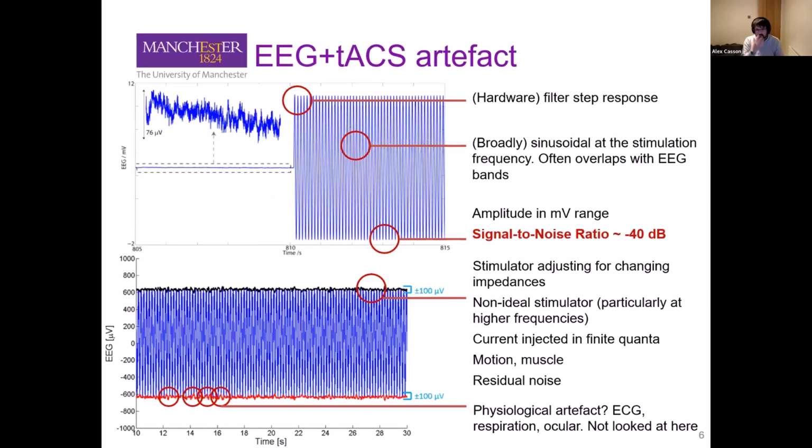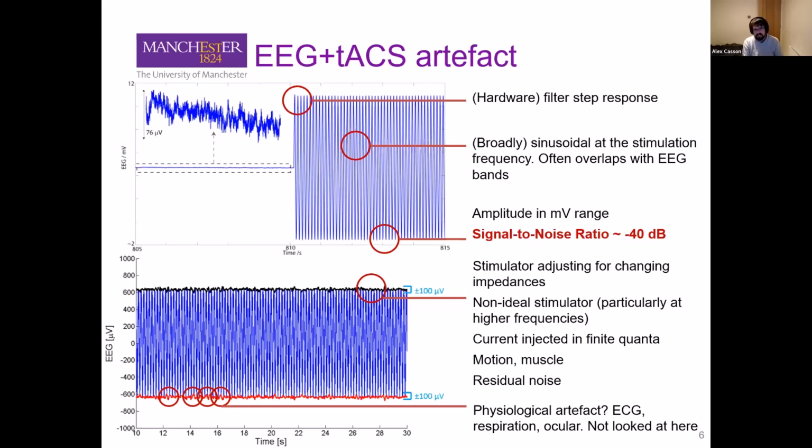So we've already had a great talk about characterizing the stimulation artifact. This is my take on that, particularly for tACS. We don't have the device on artifact here. That's a new one to me actually. But we do have the filter step response when we turn the stimulation on.